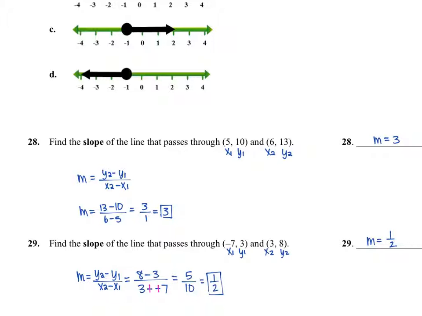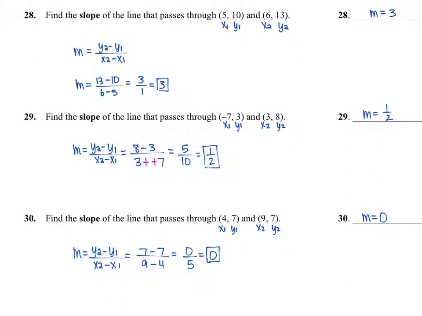That's your slope. For the second example, I use the same formula, and again started by labeling the points. y2 minus y1 would be 8 minus 3. Here you're doing x2 minus x1, which is 3 minus negative 7. You can change that to plus positive, so you end up with 5 over 10, which is 1/2.